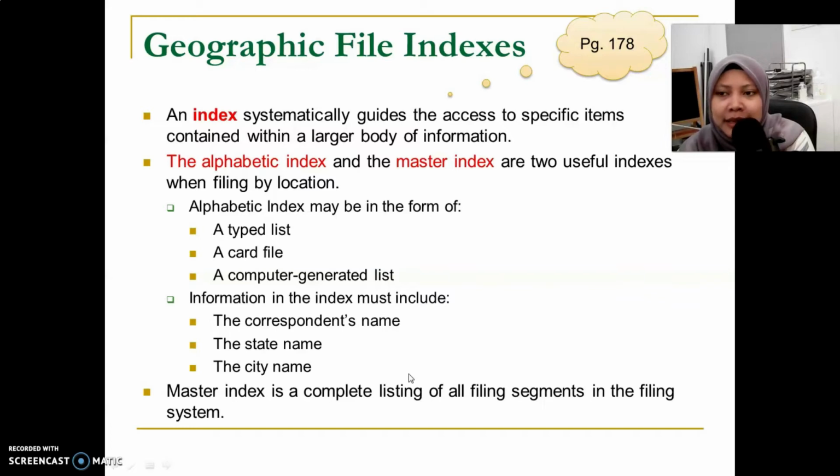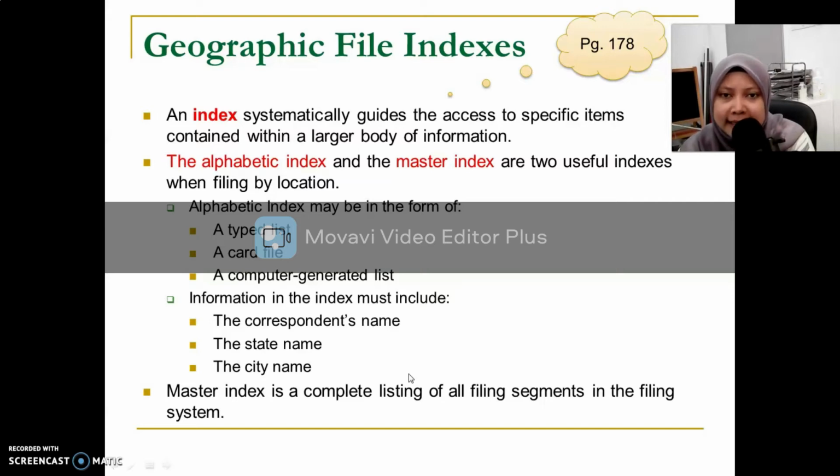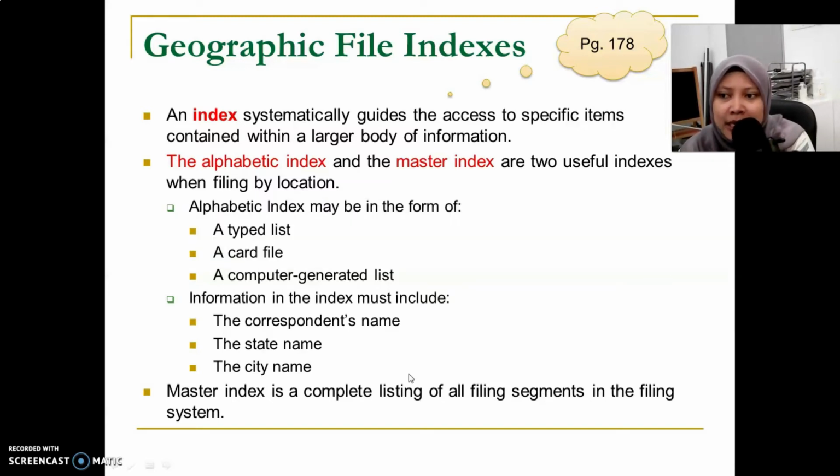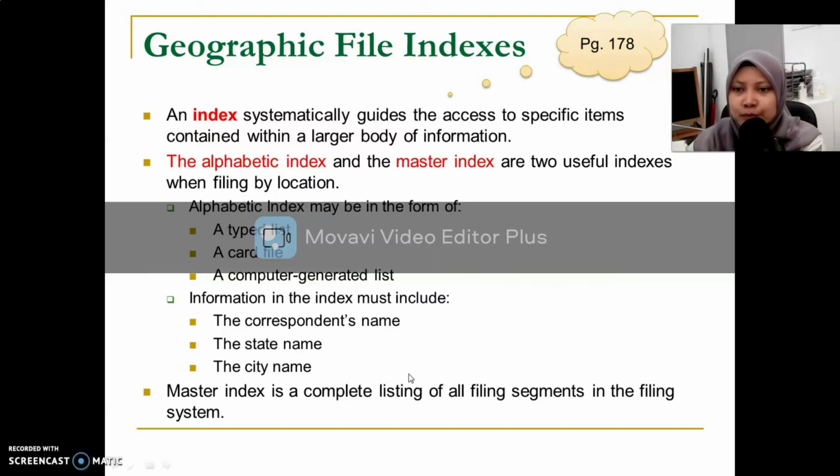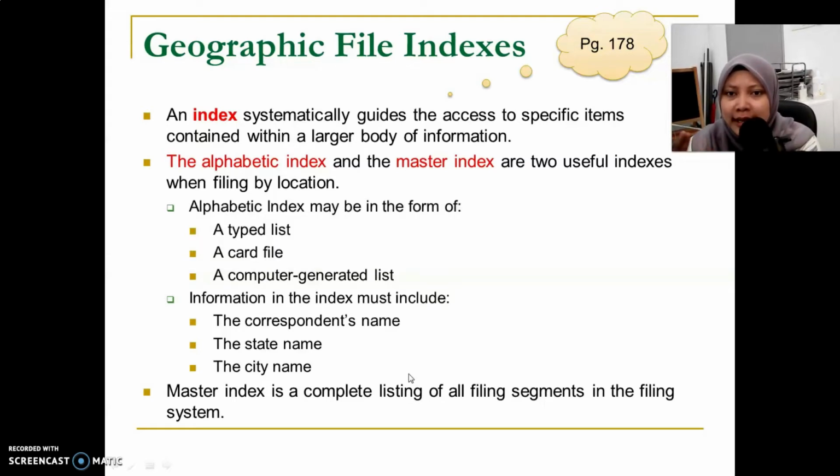Alright, and there are two indexes actually: the alphabetic index and also the master index. Alphabetic index may be in different forms, it depends. Ada setengah company dia punya alphabetic index dalam type list, macam saya tunjuk dalam your textbook. Maksudnya dalam senarai. Ataupun dalam bentuk card, a card file. A card file ni macam contoh zaman sekolah kita ada card dekat belakang buku tu. Kalau buku dipinjam, card tu akan dikeluarkan. That one is an example of the card file.